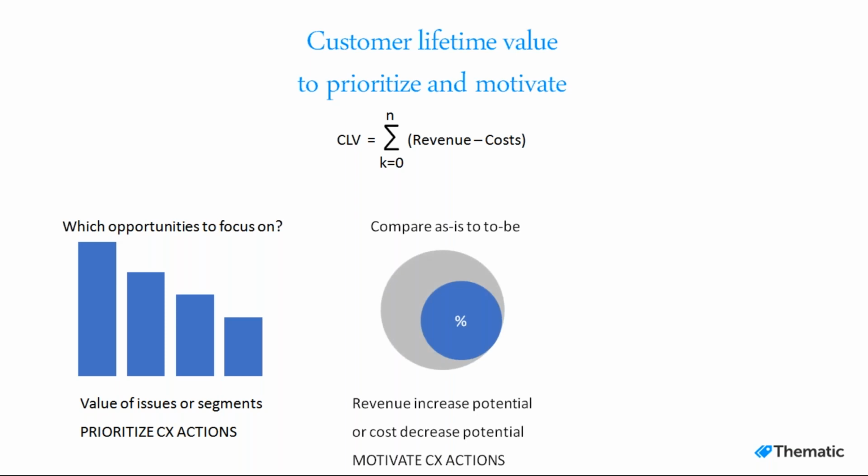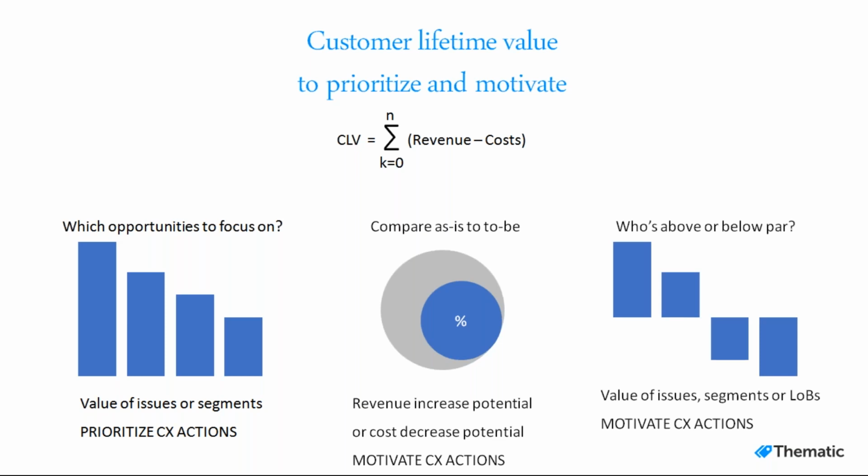Another way you can take the monetization of your customer insights is to compare the as-is to the to-be. So say, for example, right now the dark blue is the current state, but if we made a change and such and such number of customers were happy or unhappy, we could change it to the larger circle. Or vice versa. If we have something that needs to be reduced, it could be changed to the lower circle.